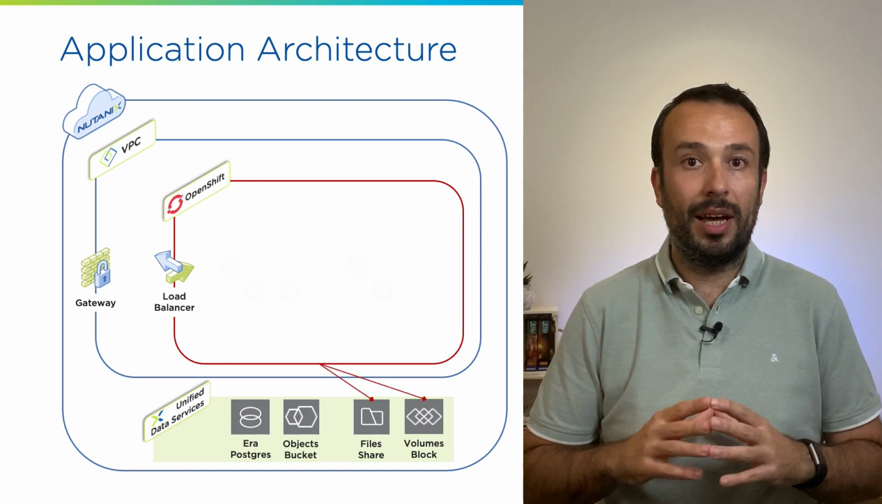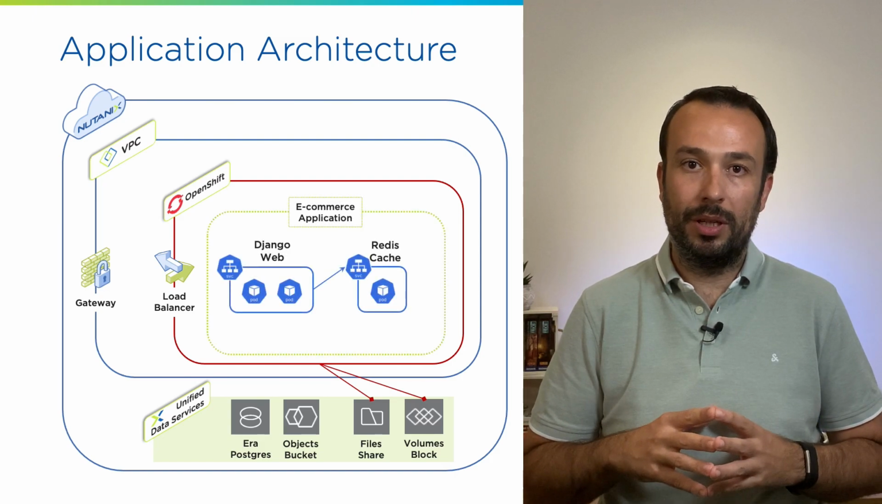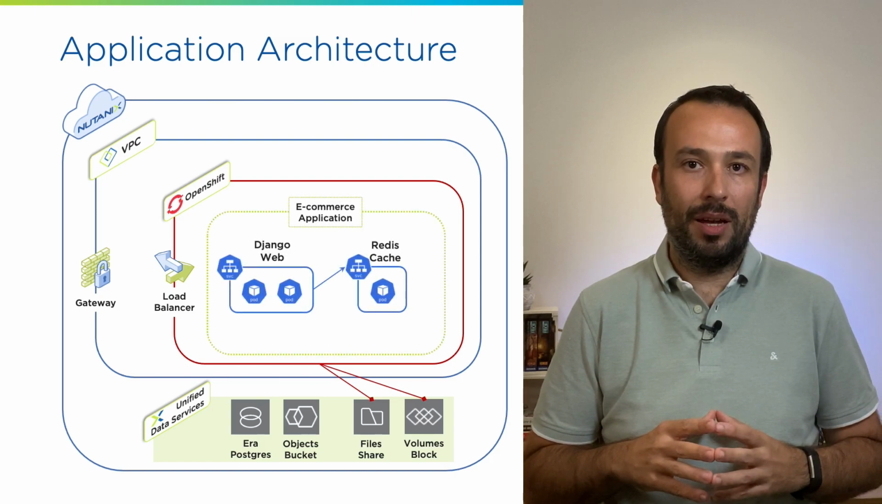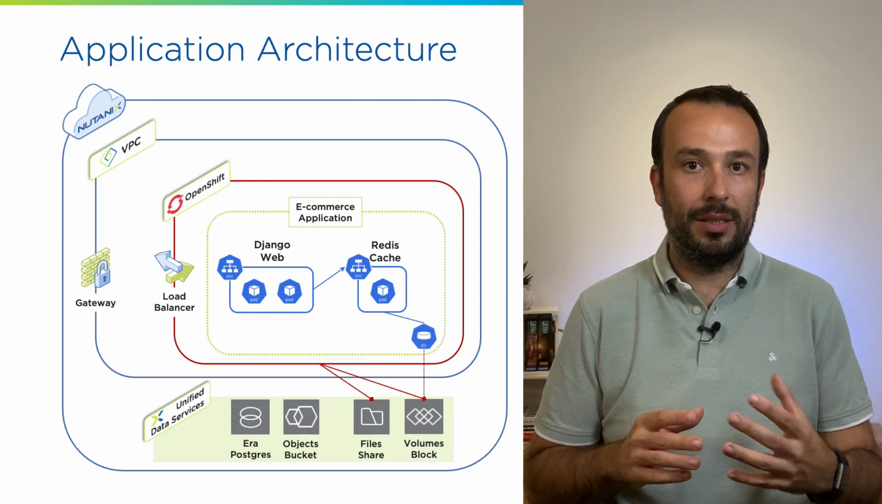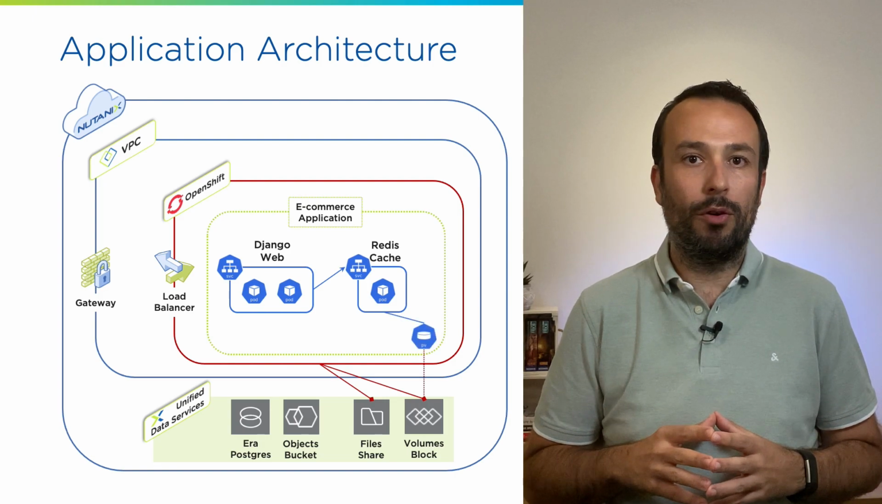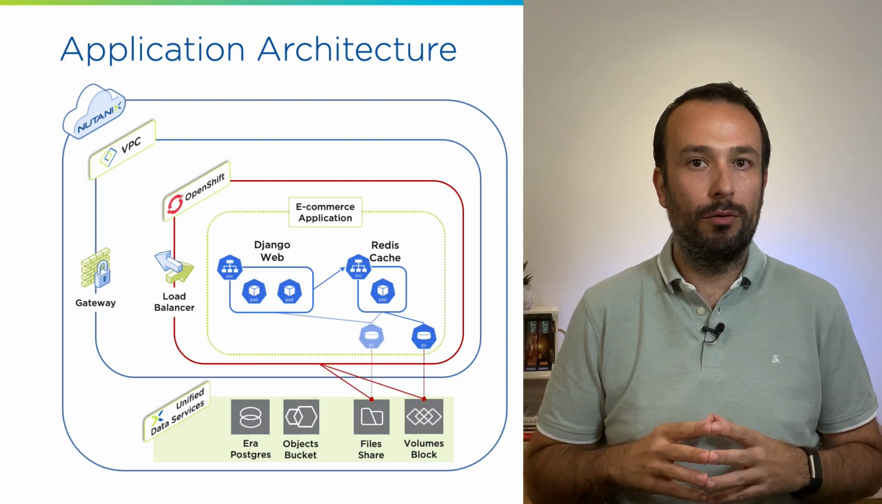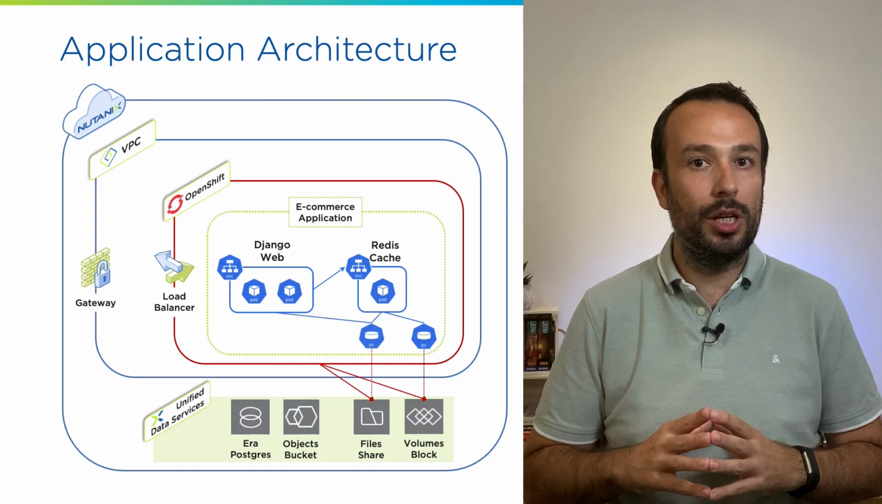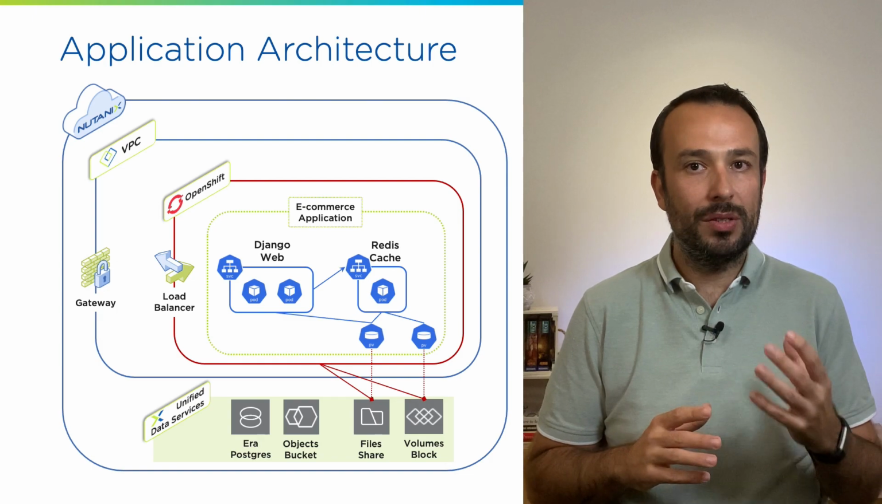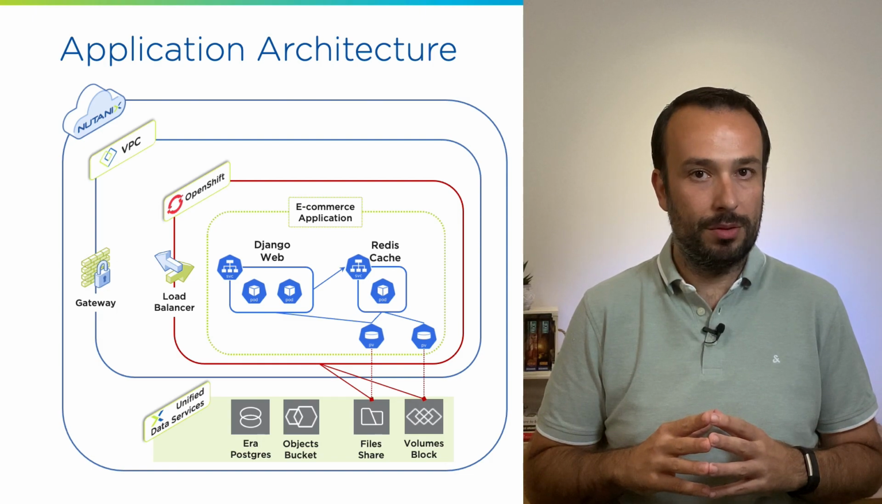From the application stack, Django and Redis are containerized. Redis needs a persistent volume to store its data. This service comes from volumes. There is also a requirement for a shared folder for Django and Redis to exchange some files. This persistent volume comes from files.